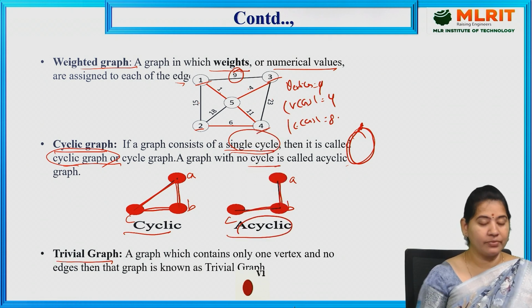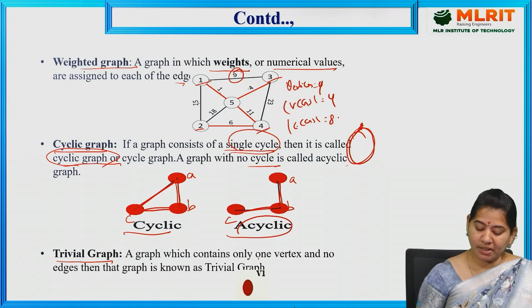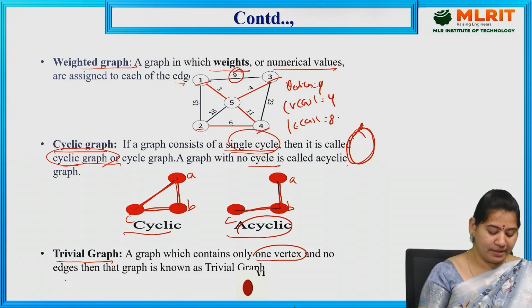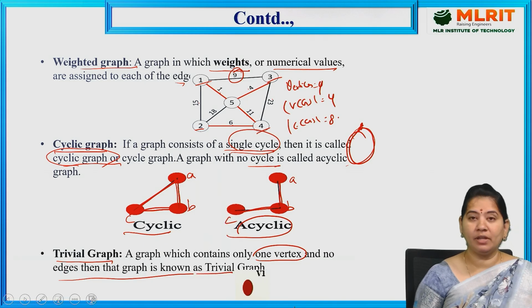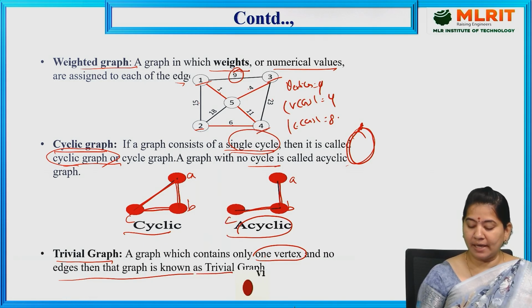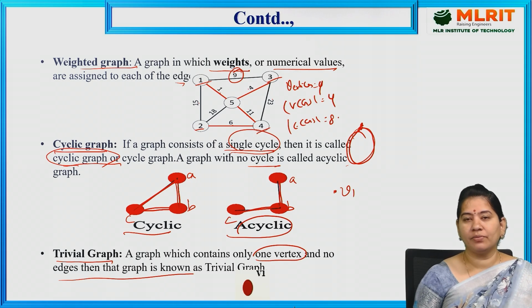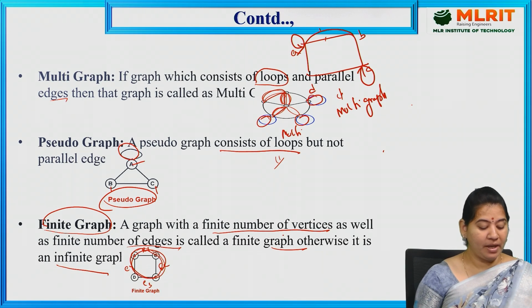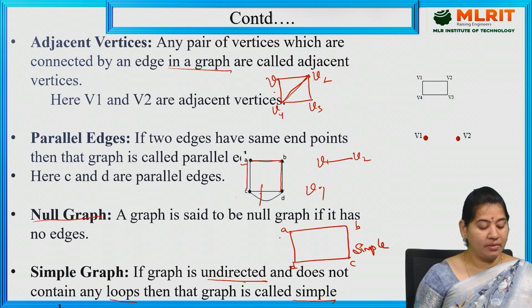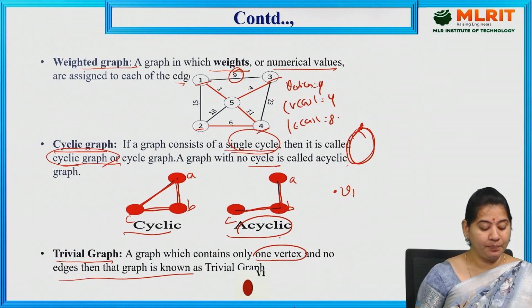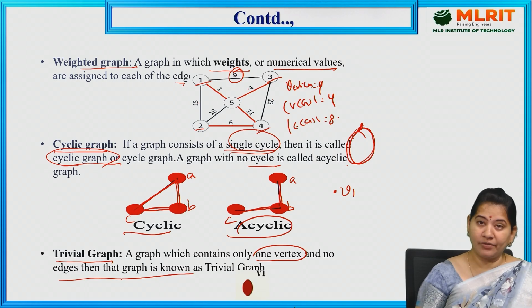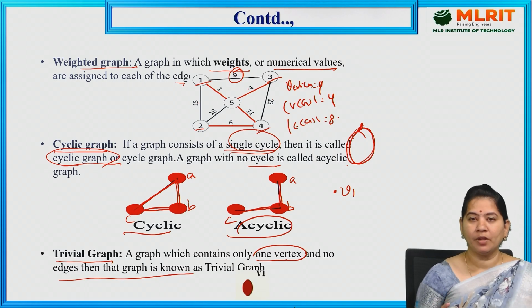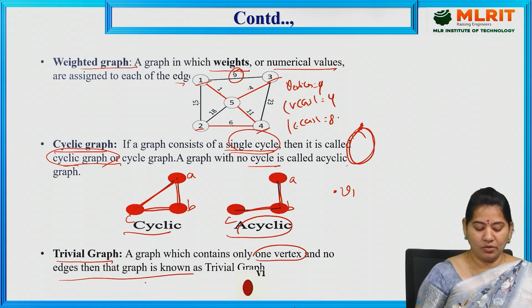In the same way we have the trivial graph also. A graph which contains only one vertex and no edges is known as a trivial graph. Means only a vertex will be there. Let us suppose this is vertex V1 and we have no edges. Then this graph is called a trivial graph. So only one vertex. In the previous one, we may have some confusion between the null graph and the trivial graph. In the trivial graph, you should have only one vertex, no more than that, and no edges.